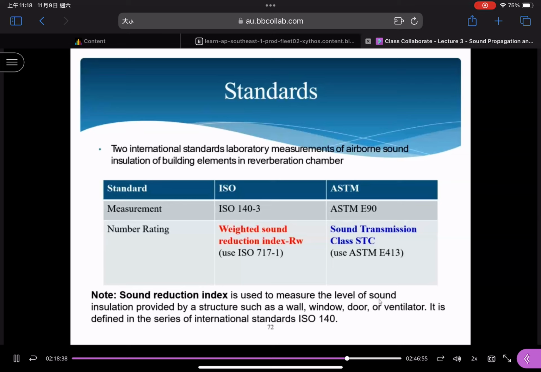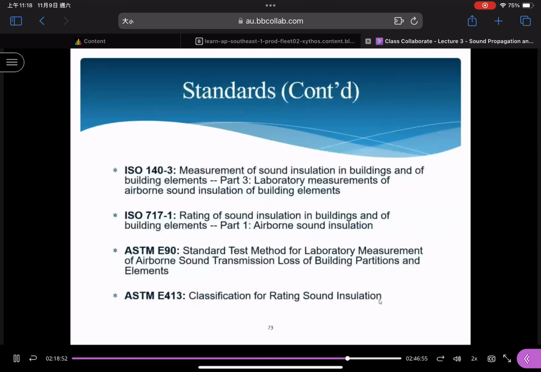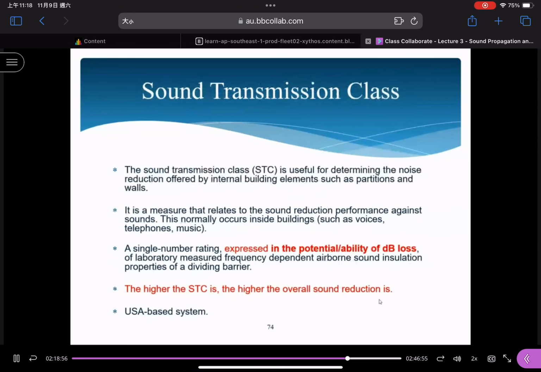What is the difference between them? We just have two different systems, but the working principle is still the same, similar to NC and NR weighting. We use these to determine or identify the transmission loss behavior of the material. How to find out this one? Okay, let's jump to this page. The higher the sound transmission class value, the higher the overall sound reduction. And this is still a single number weighting. Still remember that NC and NR weighting is a single weighting. We just have a single value to represent the behavior or the background noise level inside a room. And this is still the same.